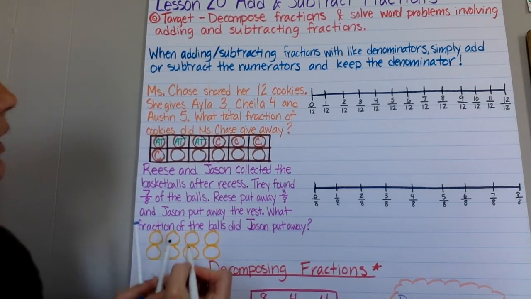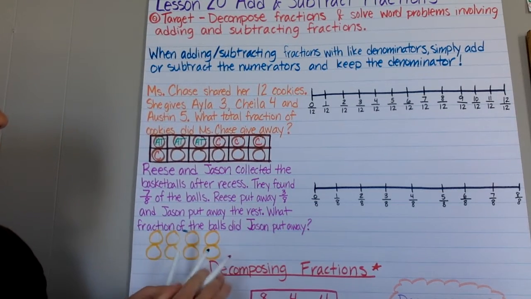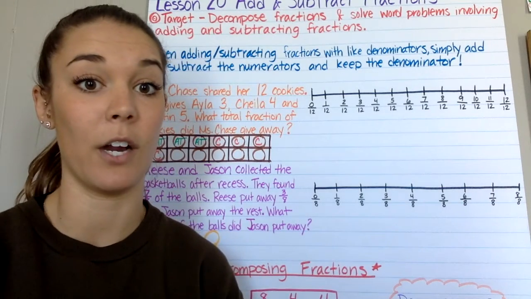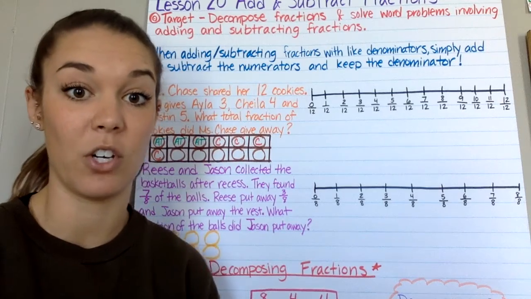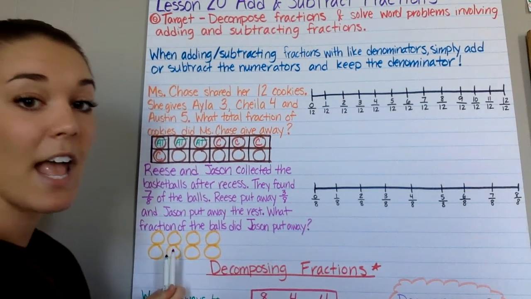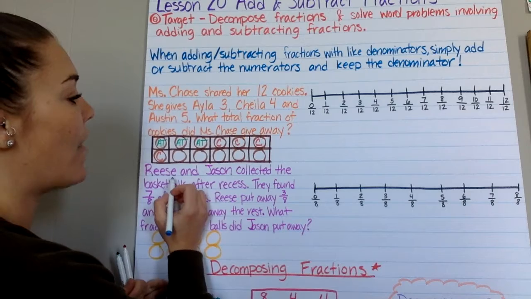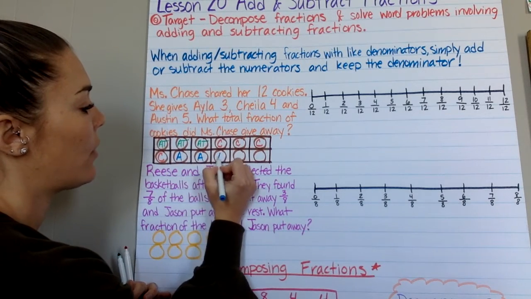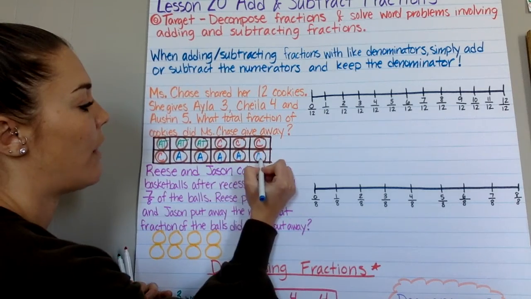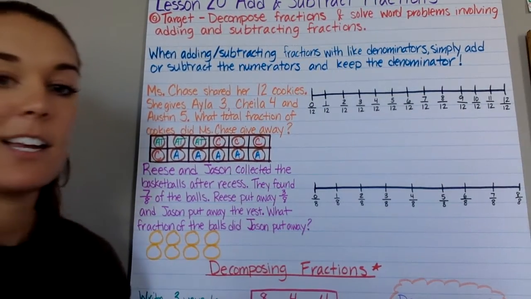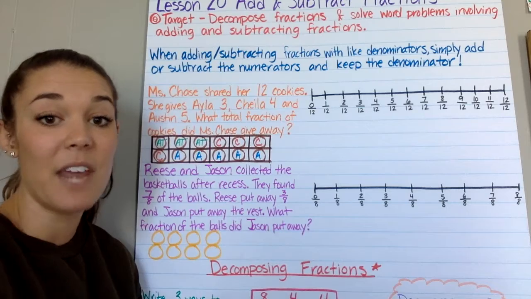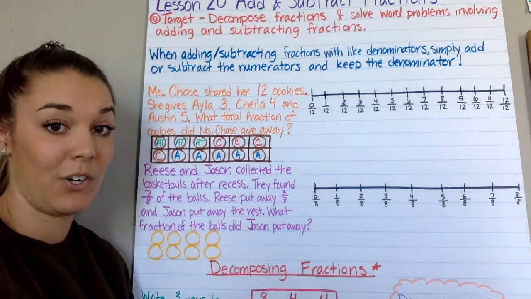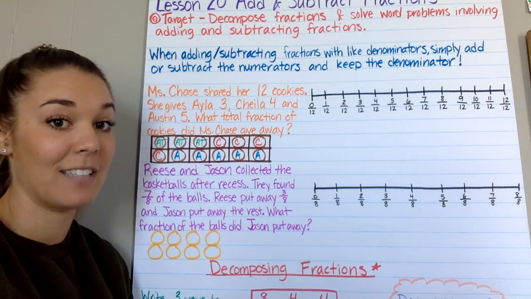Okay. Now, how many cookies does Austin have? Austin was really hungry, guys. He had 5 cookies. So I'm just going to do an A for Austin on 5 of the cookies. 1, 2, 3, 4, 5. Okay. So I can see here that I have 12 out of the 12 cookies given away, right?